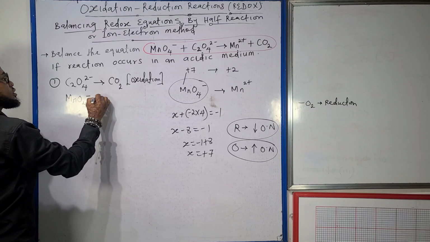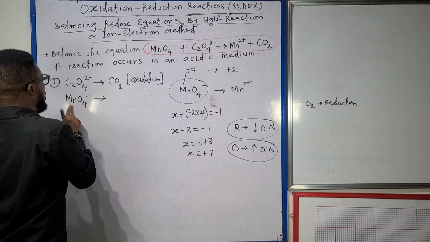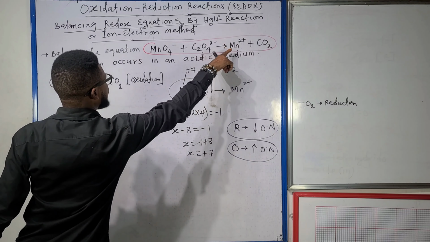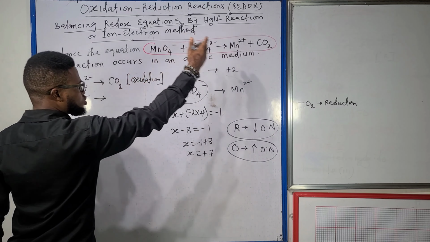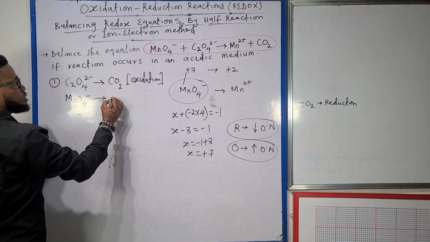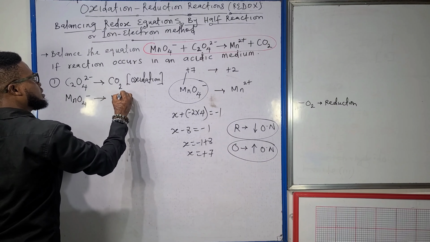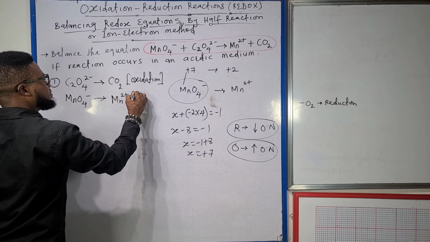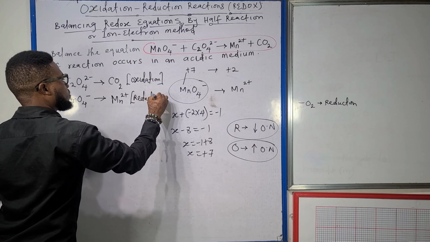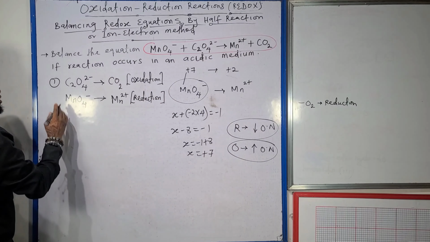MnO4 minus, I haven't calculated the oxidation state of manganese, that's plus 7, and manganese is now 2 plus. That's a reduction in oxidation number, decrease in oxidation number. So that is reduction to give me Mn2 plus. That is reduction half reaction. That is step 1.